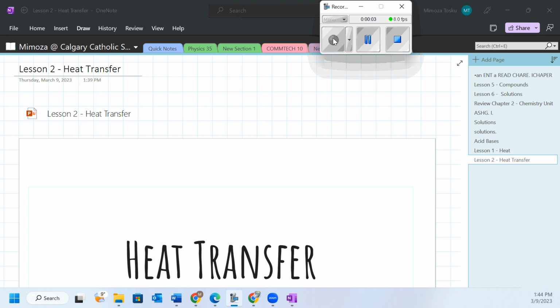In the first lessons, we were focused mostly on what heat is, what temperature is, and the main difference between heat and temperature. The main difference is that heat is the sum of the energy that all the particles in the matter have, whereas temperature is the average energy of the particles in the matter.